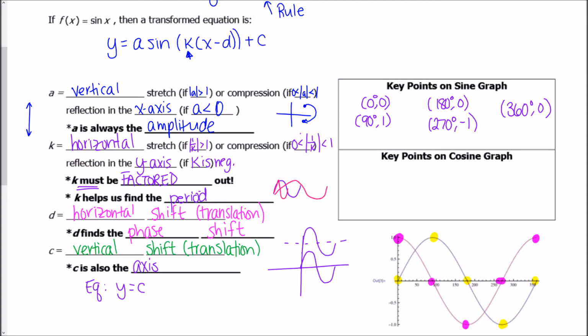So the key points on our cosine graph will end up being 0 degrees, 1, and then here we have 90 degrees, 0. Here we have 180 degrees, negative 1. Here we have 270 degrees, 0. And lastly, we have 360 degrees, 1. Okay, so those are the key points on the cosine graph. All right, awesome.